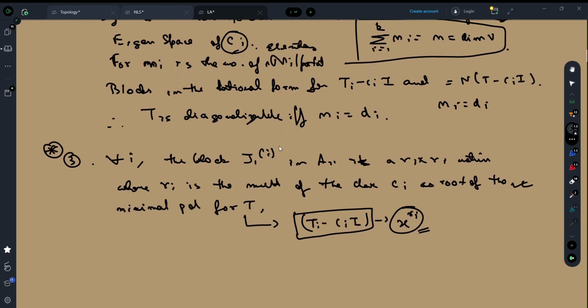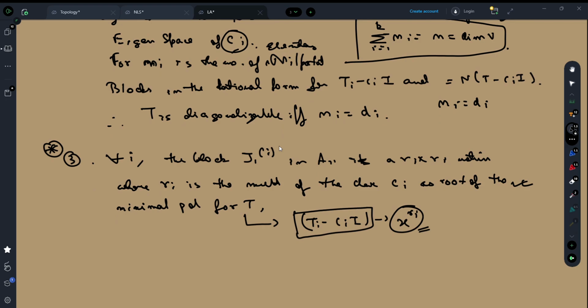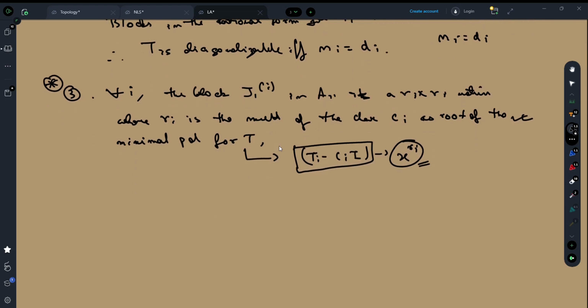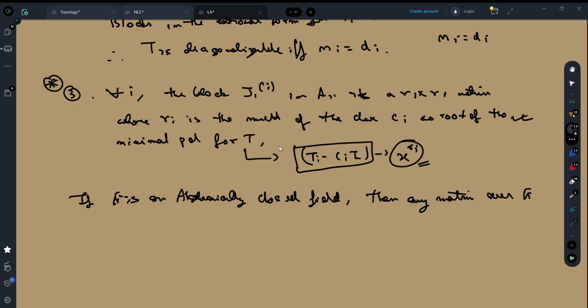One thing which is very precise from here is that if the scalar field is algebraically closed, then the characteristic polynomial will obviously completely split. If the characteristic polynomial completely splits, the minimal polynomial will completely split, and hence we can always get a Jordan form, right? So if F is an algebraically closed field, then every matrix over F has a Jordan form. Clear?